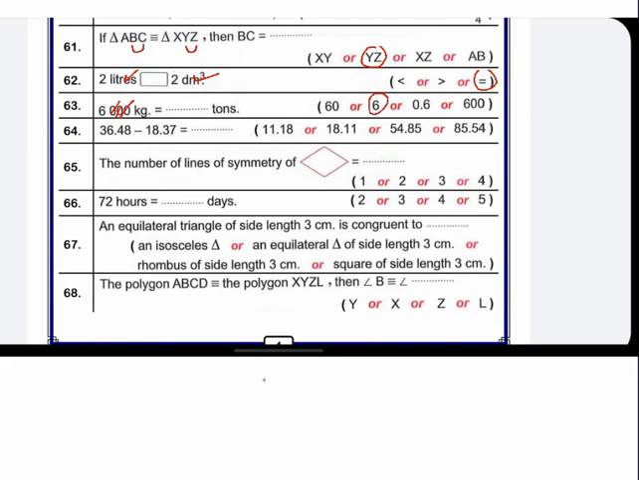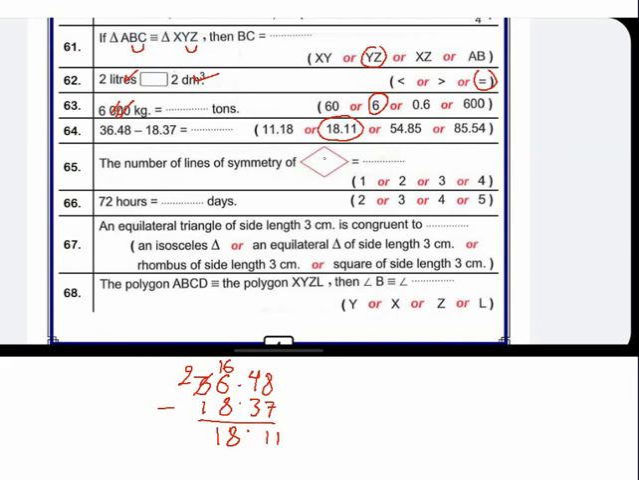You can subtract these two numbers, put the decimal point, and 36 here, 0.48, and the second 18 and 37, and subtract as usual. 8 minus 7 is 1, 4 minus 3 is 1, 6 minus 8 doesn't work, so it will be 16 minus 8, it will be 8, and 2 minus 1 equals 1, so it will be 18.11.